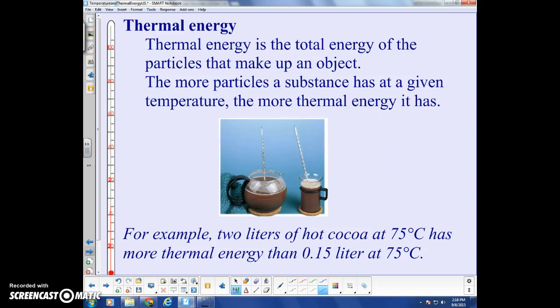Finally, the idea of thermal energy. It is the total energy of the particles that make up an object. So the more particles you have in a substance, the higher the thermal energy it has. And here's a good example. You've got 2 liters of hot chocolate here on the left and 0.15 liters on the right. They are both at 75 degrees Celsius. However, the 2 liters has more thermal energy than the 0.15 liters because there are simply more particles. They're both at the same temperature, so the object that has more particles will have more thermal energy.